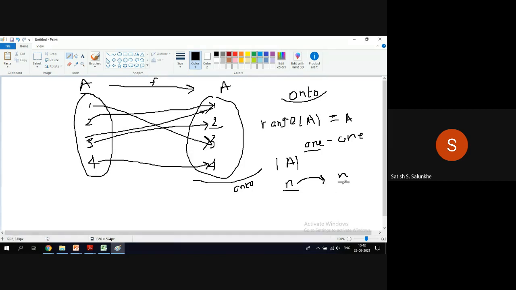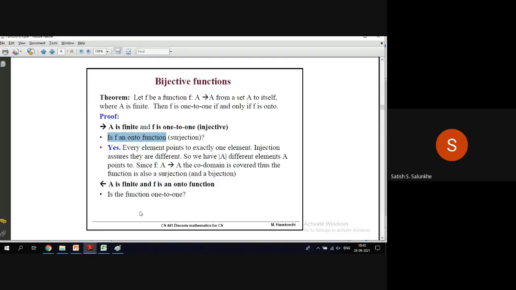So here, one element is mapped to exactly one element in the codomain, and in the codomain, if you take any element, it has exactly one pre-image. So if you have n elements in your domain and codomain, it will definitely become an onto function, because the range and codomain are the same. So that is the meaning. Every element points to exactly one element.